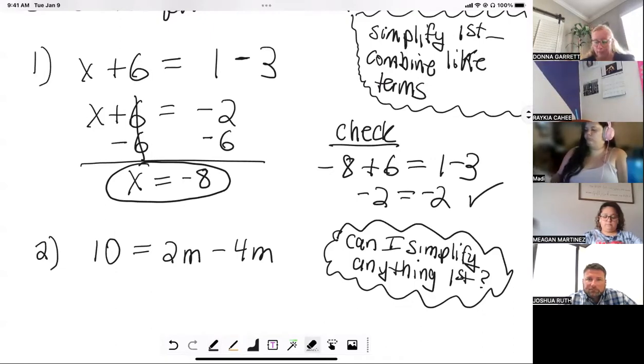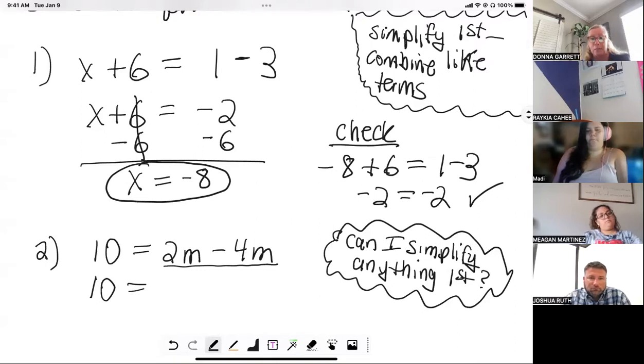I got 2 m's on the right. The 10 is fine. But I have this 2m minus 4m. They are like terms. I can combine them. So what is 2 minus 4? Well, 4 minus 2 is 2. The 4 is negative. That's bigger. So it's negative 2m.